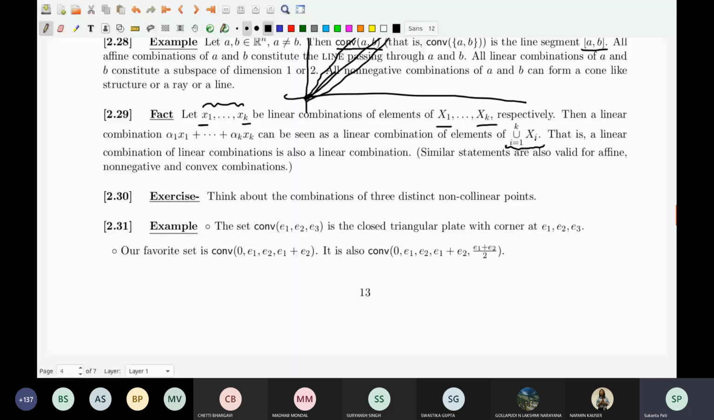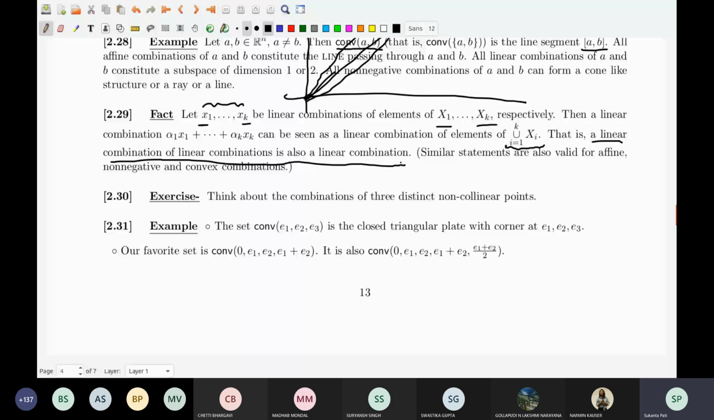In a similar way, you can also verify that, for example, a non-negative combination works the same. Suppose that I have a set and you have made a non-negative combination of some elements of it, and then your friend also has made a non-negative combination of some elements of it. You might have chosen different elements, he might have chosen something in common, it doesn't matter.